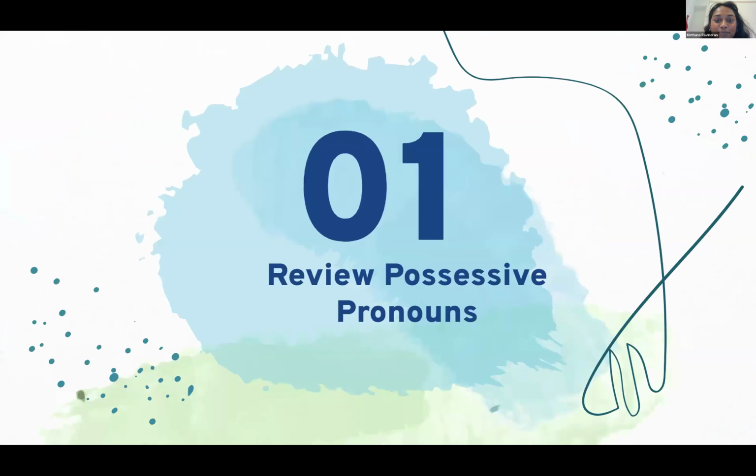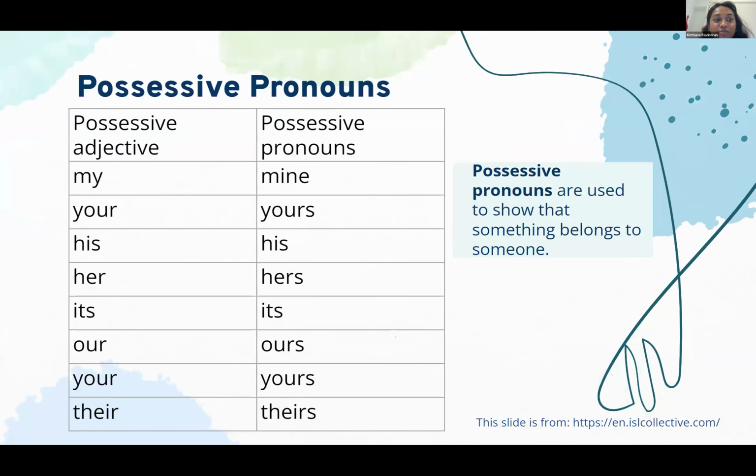First, reviewing possessive pronouns. There are possessive adjectives and there are possessive pronouns. Possessive pronouns are used to show that something belongs to someone. For example, you say mine, yours, his, hers, its, ours, yours, and theirs. It just shows that something belongs to someone.